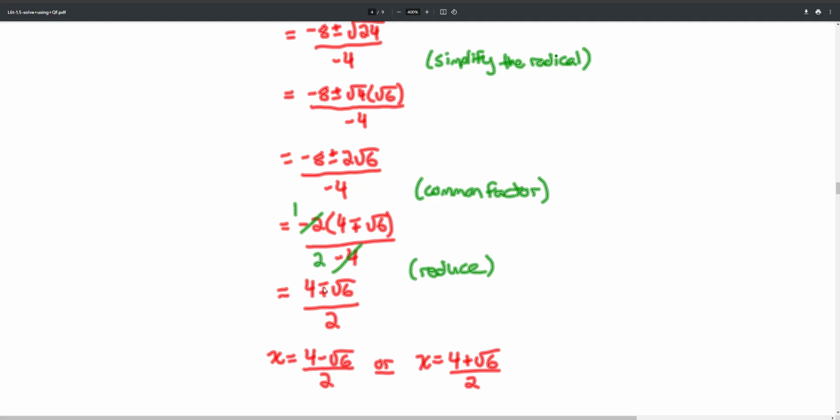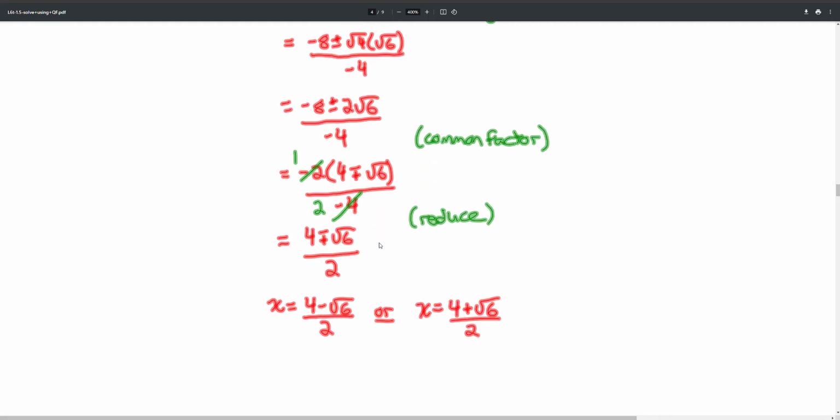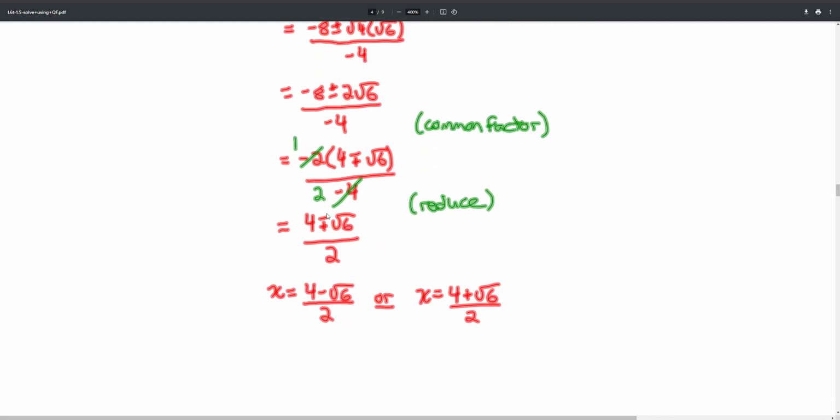You still have a positive answer and a negative answer. So in this case, it doesn't do much. So it just becomes 4 minus root 6 over 2 or 4 plus root 6 over 2. So same thing. Same two answers. One's a positive answer, one's a negative answer.